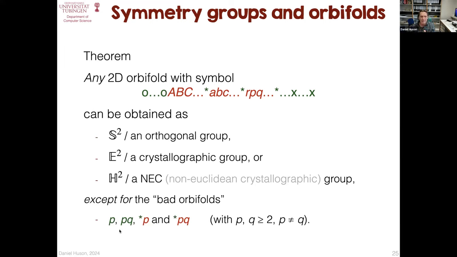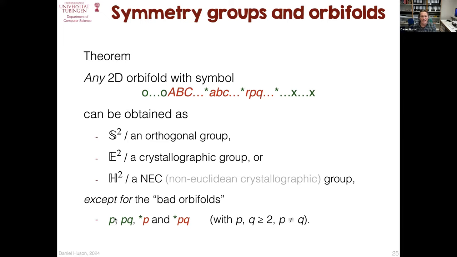In most cases, except there are four so-called bad orbifolds that do not correspond to a symmetry group, cannot be obtained by a symmetry group. So for anything you can dream up, you can put 100 rings there, followed by 99, 5006, and 33, there's a symmetry group that corresponds to it. The only things you're not allowed to do is one of these combinations. And the P is called the teardrop orbifold. That would be a sphere with one P-fold rotation in it.